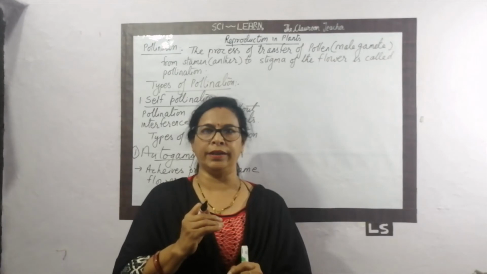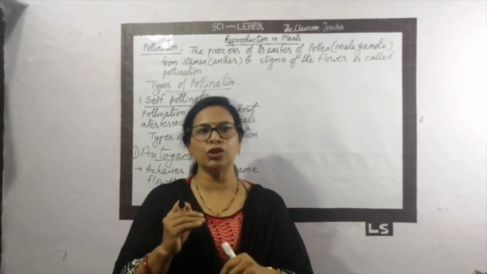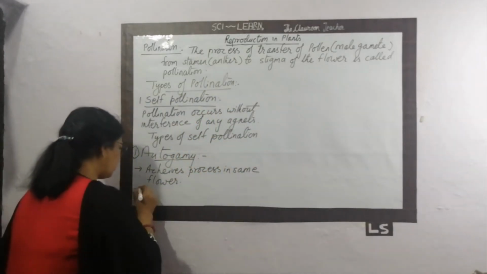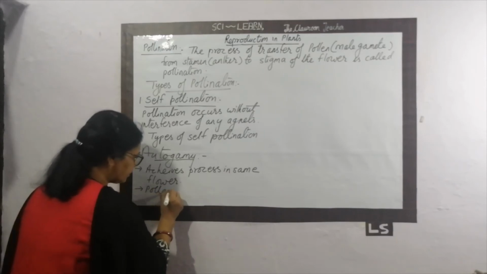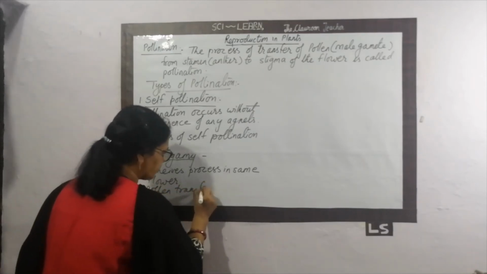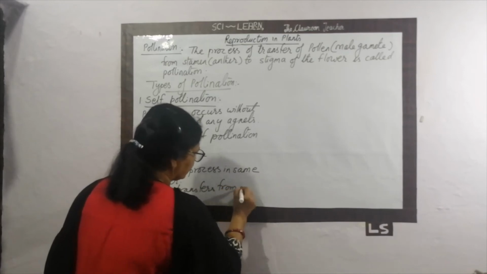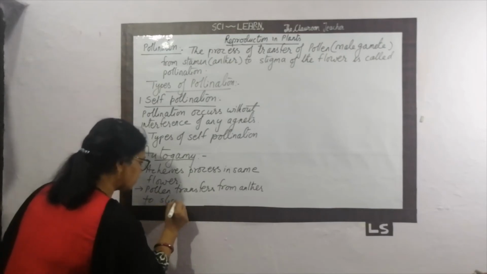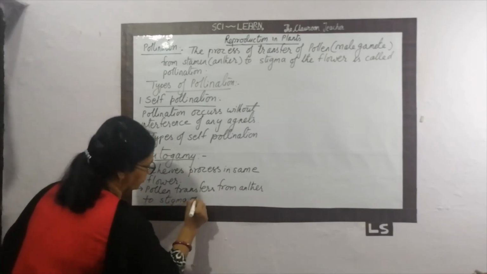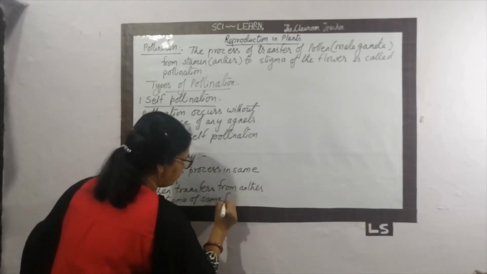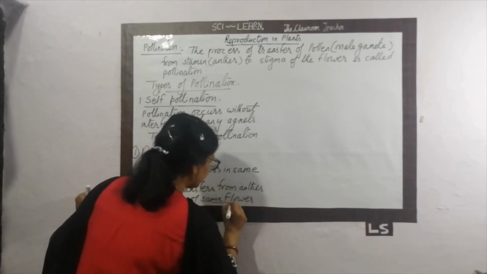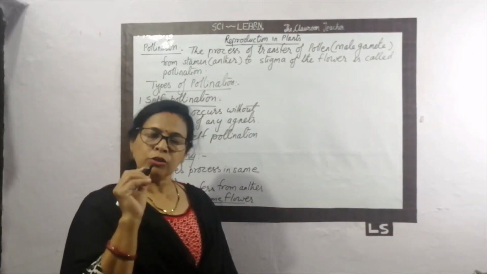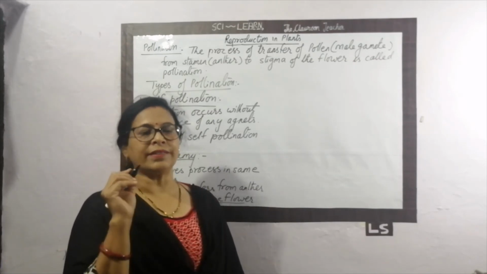So what is the process going on? The transfer of pollen grain from anther to stigma. The pollen transfers from anther to stigma of the same flower. That is important: same flower. It is achieved only between structures in the same flower. And it is also clear that complete autogamy is rather rare.